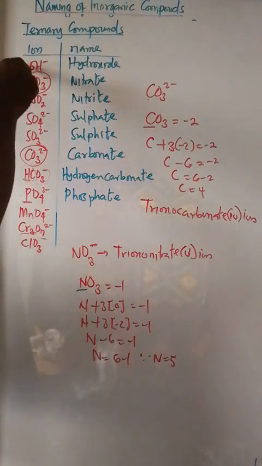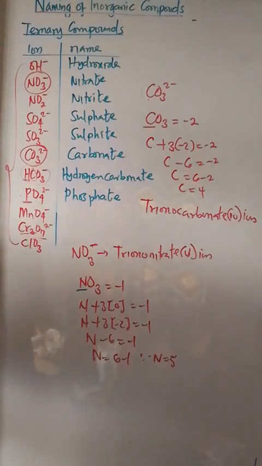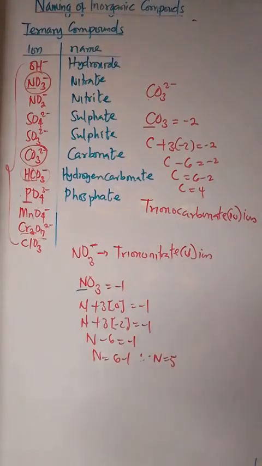So you should be able to name any ion. You just have to look for the oxidation state of the first element if there are 2 elements, or the element at the center if there are 3. Please note this before we move to ternary compounds, then special compounds.